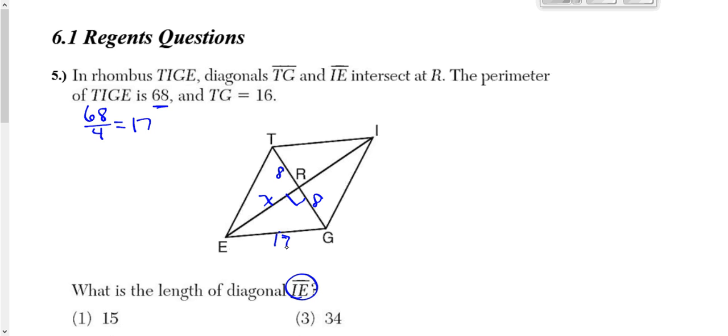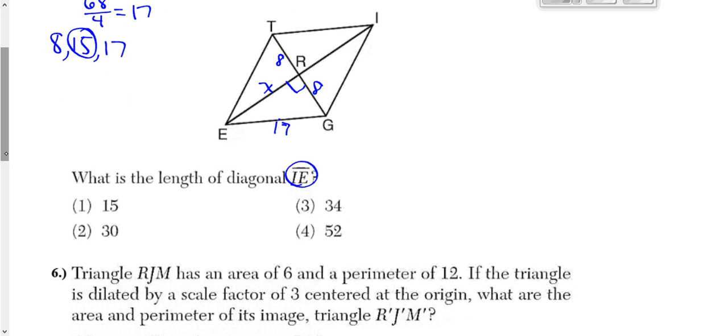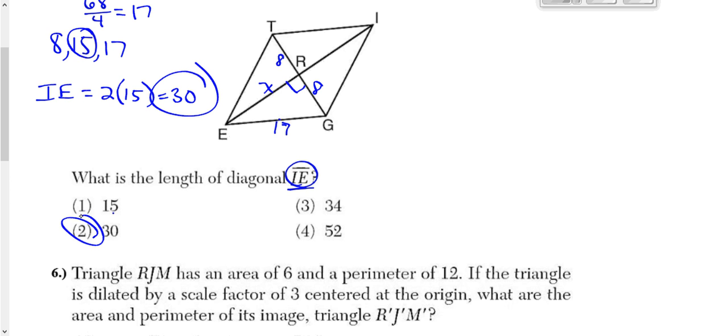It's a triple. What triple is it? 8, 8, 15, 17, right? So that X is 15. But be careful. See? They want IE. So IE equals 2 times 15, because diagonals bisect each other, 30. All right?